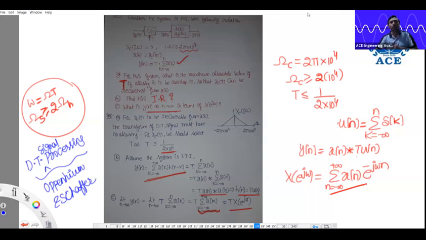Don't feel so many formulas are there. No need to worry about that. Whatever we know in sampling, those concepts only we have repeated.